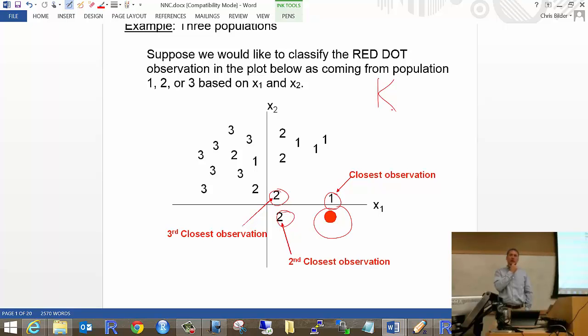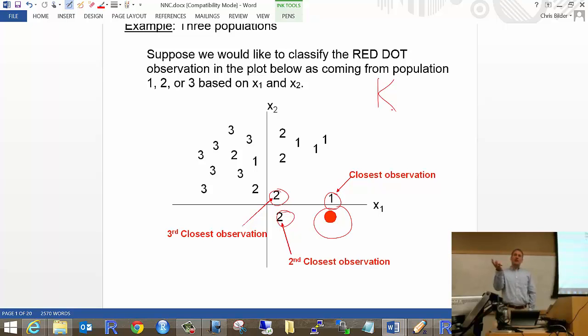What if K was equal to 2? Why would you classify it into population number 1? Well, you mean like the 2 closest neighbors? Yeah, the 2 closest neighbors. One is 2 and the other one is 1, right? Yep. Like on that graph. Yeah. But the 1 is closer. Okay.